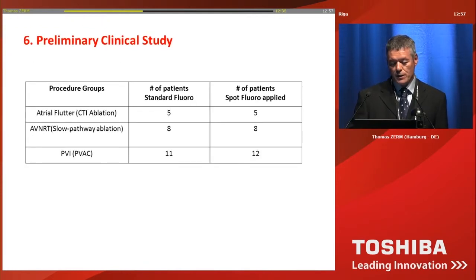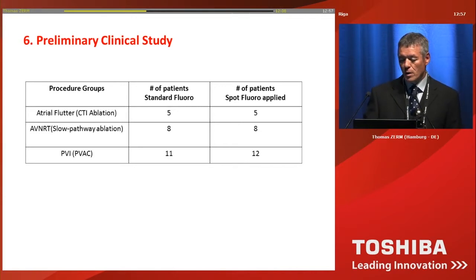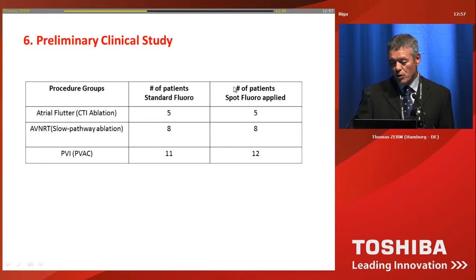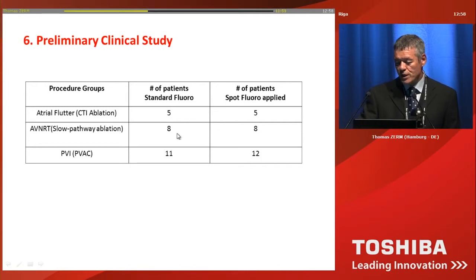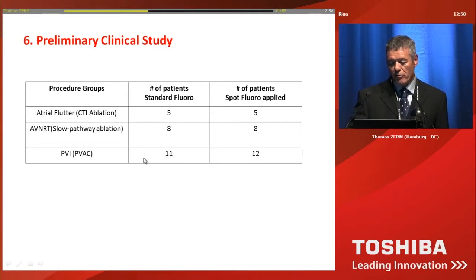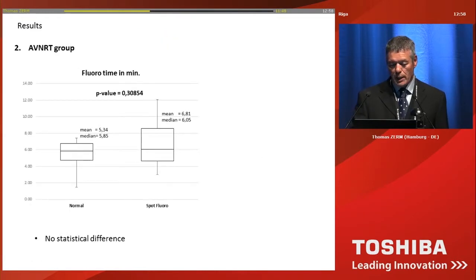This is the group of patients, a small number of patients, as I said. We performed AV flutter ablation as a standard cavo-tricuspid isthmus ablation, an AVNRT ablation procedure, which is done via slow pathway ablation, and pulmonary vein isolation via this device, which is called the PVAC catheter. We had comparable groups consisting of 5 in the atrial flutter group in each technique, AVNRT 8 in each group, and pulmonary vein isolation 11 standard procedural patients, and 12 where we have applied SpotFluoro. Let's now go to the results.